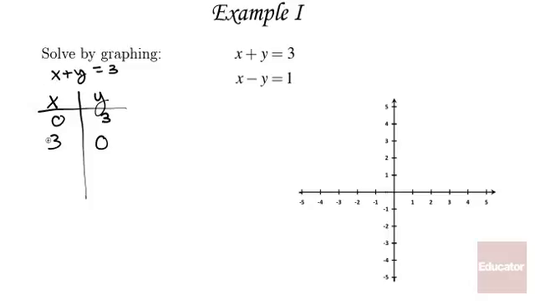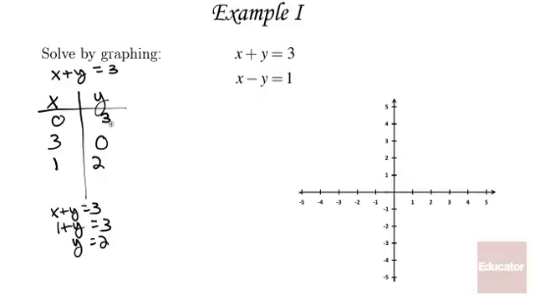And just one more point to make it a better graph, because it's especially important when you're not just graphing one line, you're actually looking for a solution to a system of equations, to have a really good graph so you can find the point of intersection accurately. So x plus y equals 3, so when x is 1, y equals 2.